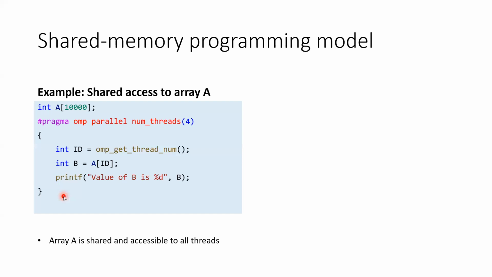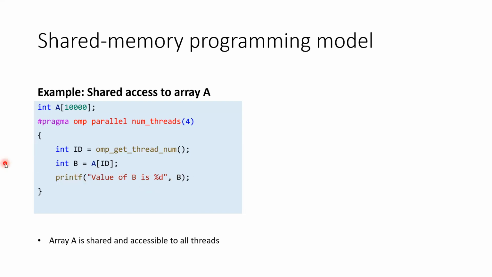Again, as I mentioned earlier, OpenMP is a shared memory programming model. What does that exactly mean? Consider this program where I have defined an int array of size 10k, and #pragma omp with 4 threads. I'm fetching my thread ID, and by some dummy operation I am accessing the ith entry of A, storing it into B, and finally printing the value of B.